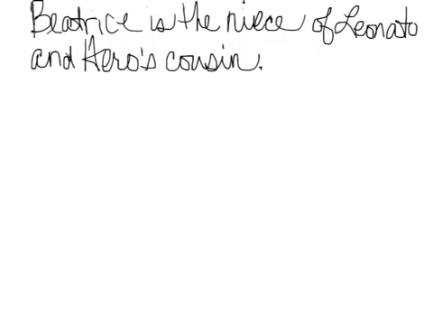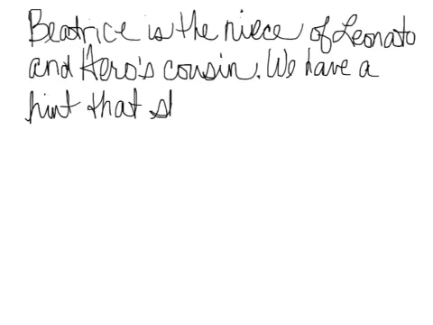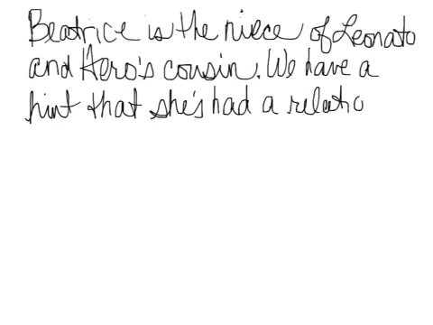Okay, my favorite character is Beatrice, and our first paragraph is her connections to everyone else in the play. And so we're saying Beatrice is the niece of Leonardo and Hero's cousin. What else would be a relationship that she's had? Yeah, we have a hint, and we can say this. We have a hint that she's had a relationship with Benedict. There we go. Okay.